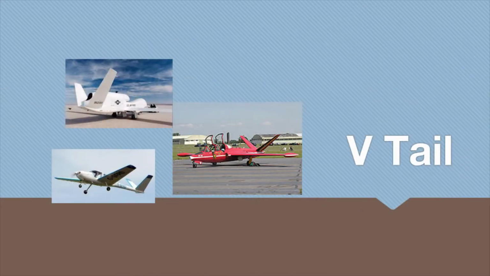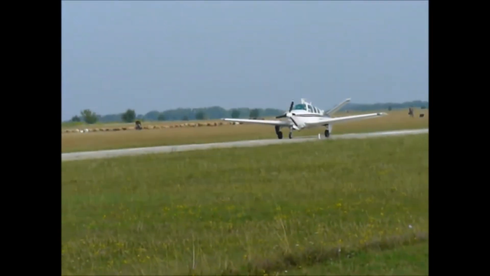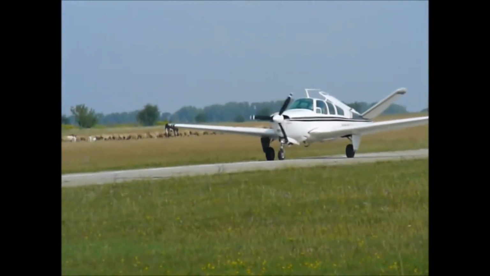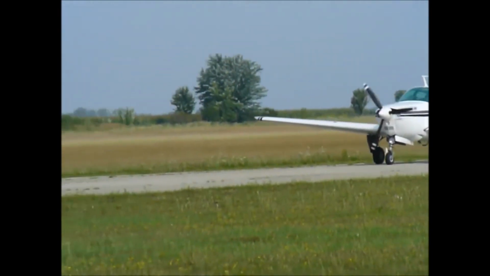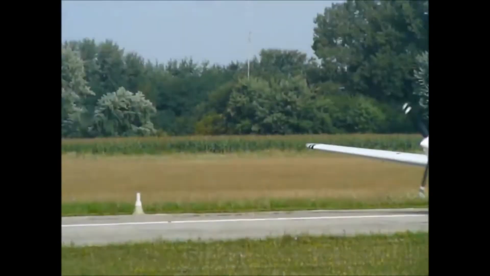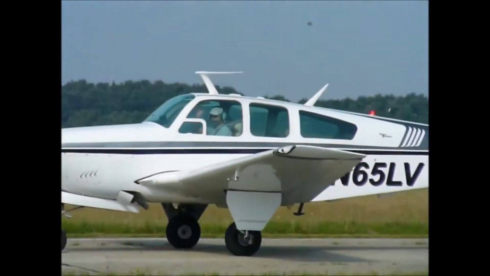The third configuration to be introduced is the V-tail. Since the vertical and horizontal stabilizers are merged together, the control surfaces are named ruddervators, which is the combination of rudder and elevator.